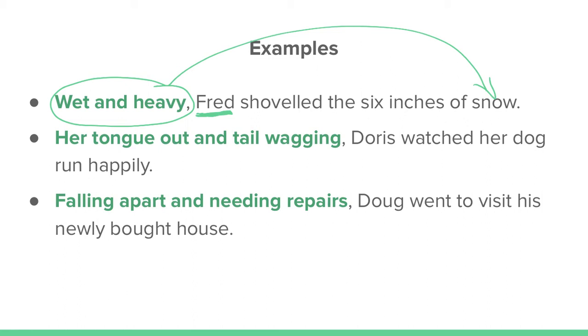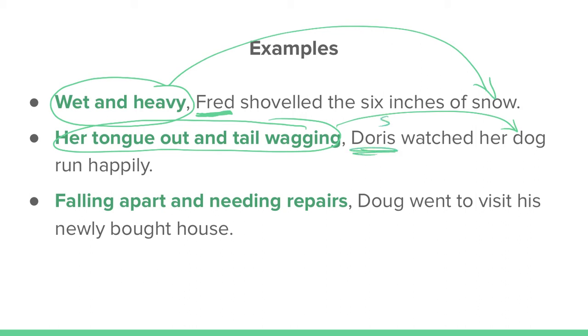Next one. Her tongue out and tail wagging, Doris watched her dog run happily. Clearly, Doris's tongue is not out and her tail is not wagging. It's the dog that was meant to be described as tongue out and tail wagging. But since Doris is the subject, it seems like this should modify Doris, but that's not what the writer intended.